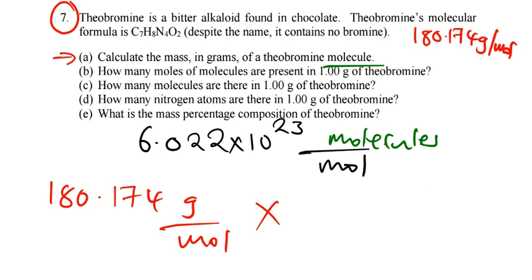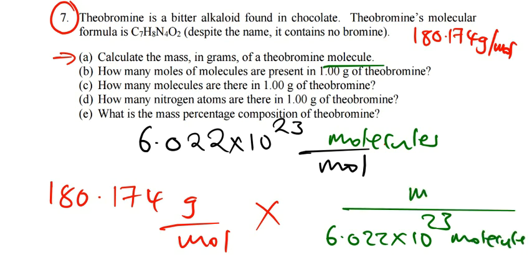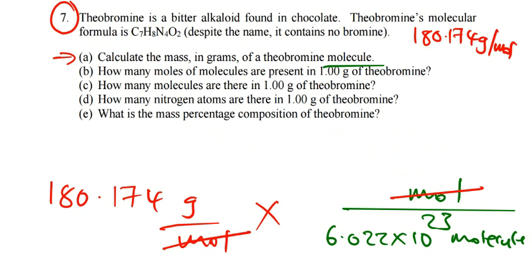So the moles can be on top, so we're going to have 6.022 times 10 to the power 23 molecules per mole. I've just swapped them. I'm just multiplying by the reciprocal, so that deliberately the moles can divide, so that we remain with grams. So 180.174 grams multiplied by that.